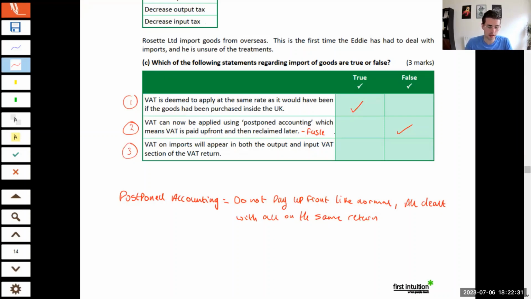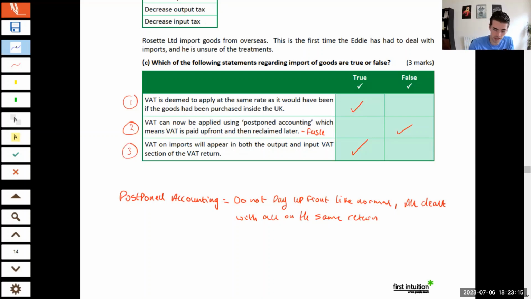Last but not least, number three, VAT on imports will appear in both the output and the input sections on a VAT return. Now this one is, my pen works, hello, there we go. This one is true, okay? Because we pay it and we can reclaim it. What you don't get in the reference material is a big long list of what is included. The best way to get to grips with what goes in each box is to produce a Word document and put box 1 includes this and that, scale charges, etc. Box 2 includes this, box 3 includes this, and then compile all of these things together.